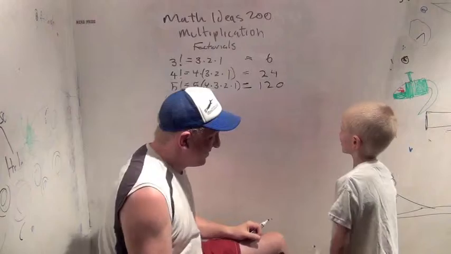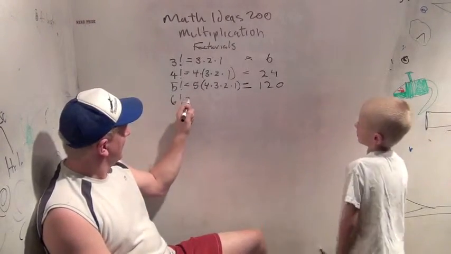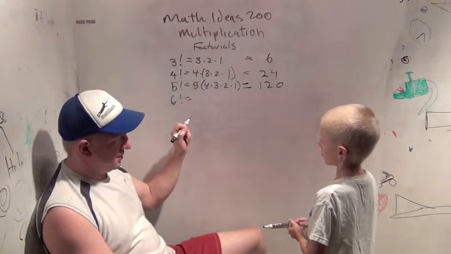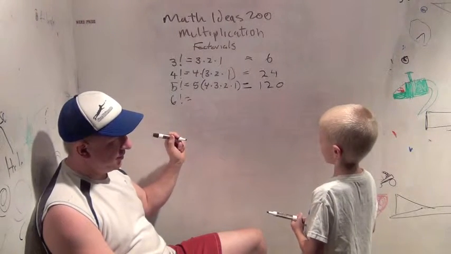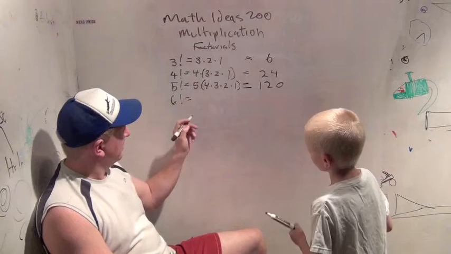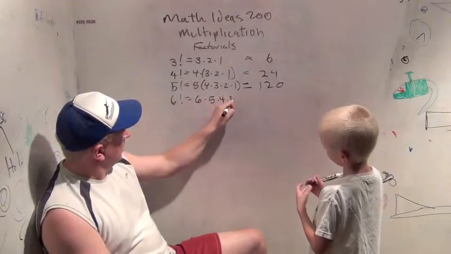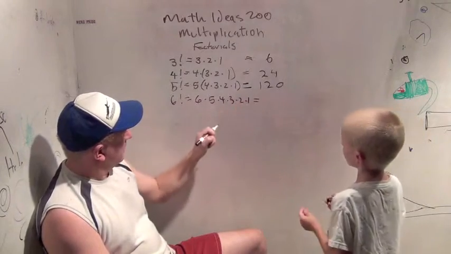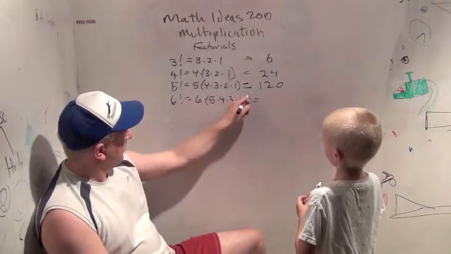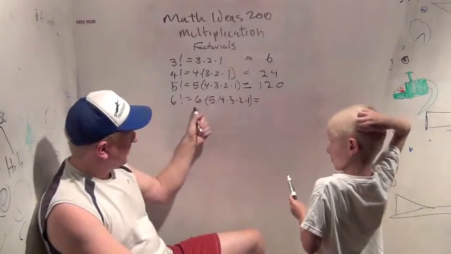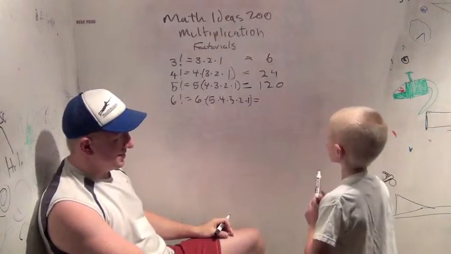6 factorial. And what is 6 factorial going to be? It's 5 times 4 times 3 times 2 times 1. No, that's 5 factorial. What about 6 factorial? 6 times 5 times 4 times 3 times 2 times 1. It's 120 times 6. Right, it's 6 times 5 factorial! So what's 6 times 120?